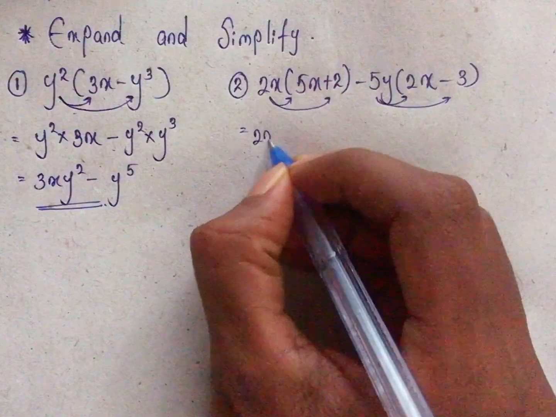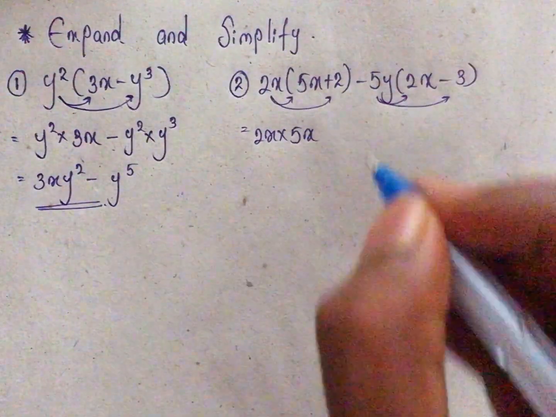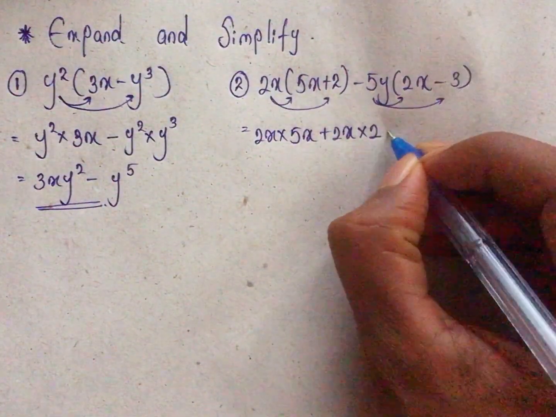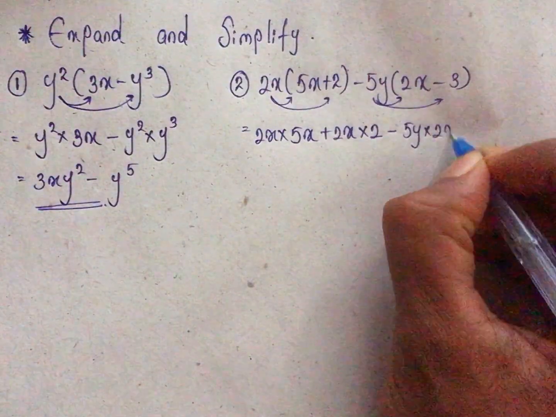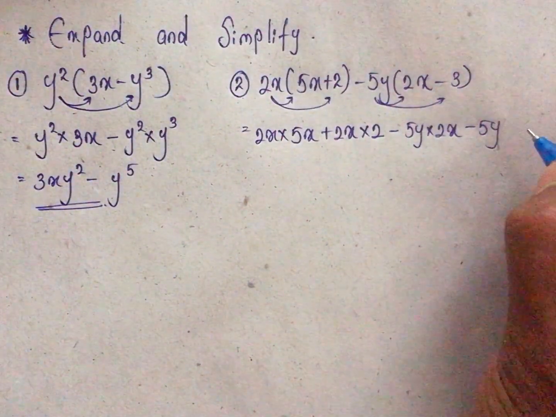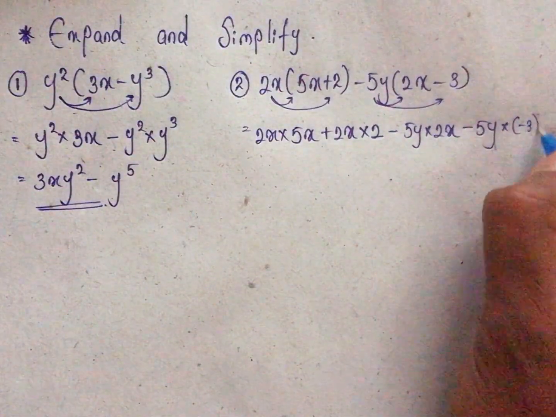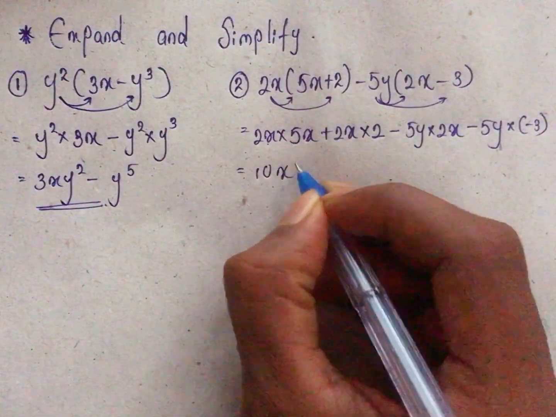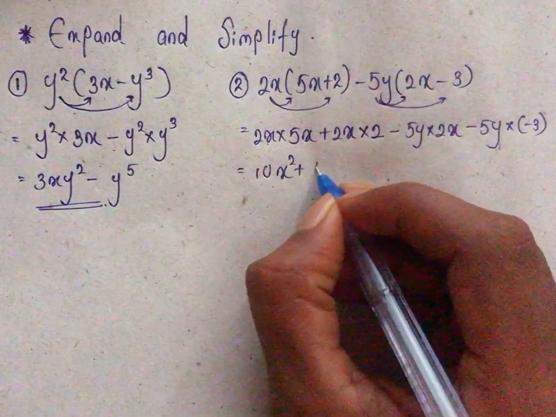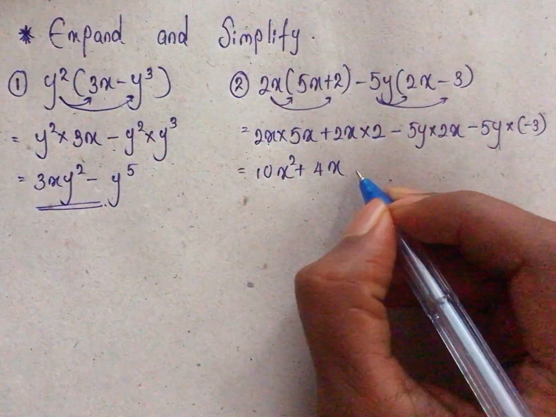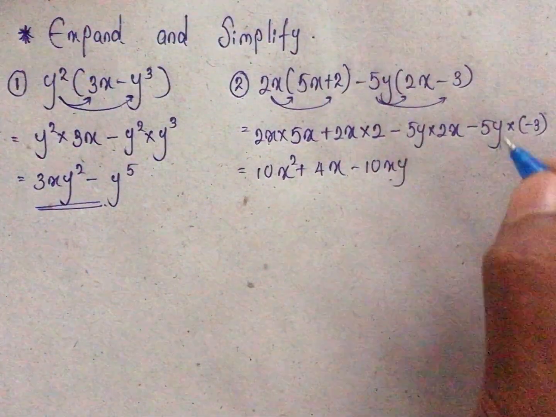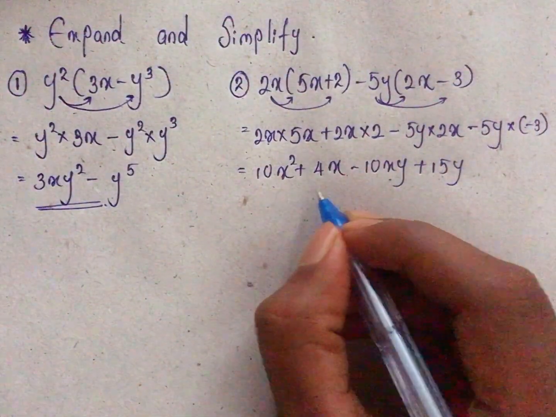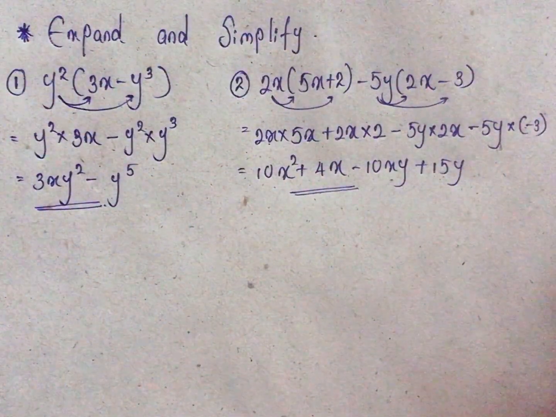First term you get 2x into 5x, then 2x into 2 minus 5y into 2x minus 5y into minus 3. Then you need to simplify, it is 10x to the power 2, it is 4x, this is minus 10xy, this is plus 15y. This is the final answer. I think that you got the point.